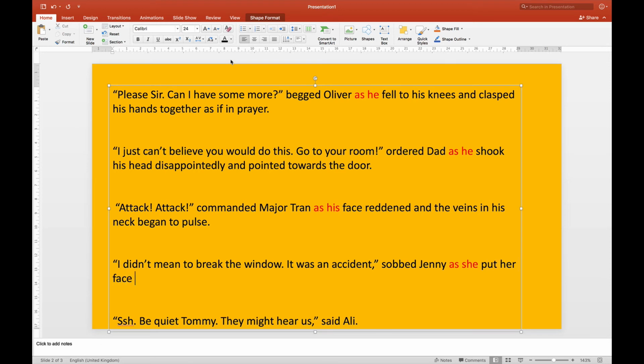put her face in. You know, when someone's really upset, they put their face in their hands. As she put her face in her hands, and a single tear came from the corner of her eye. That's good, isn't it? "It was an accident," sobbed Jenny as she put her face in her hands, and a single tear came. That doesn't sound right, does it? As a single tear came from the corner of her eye.